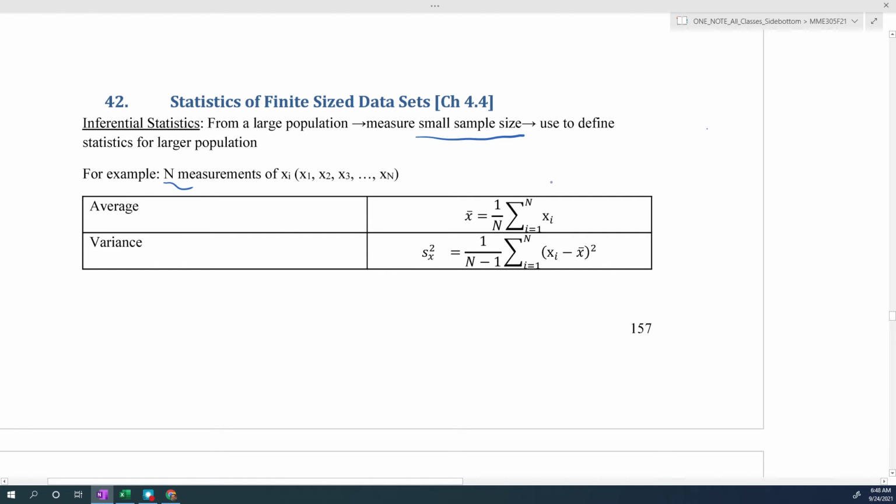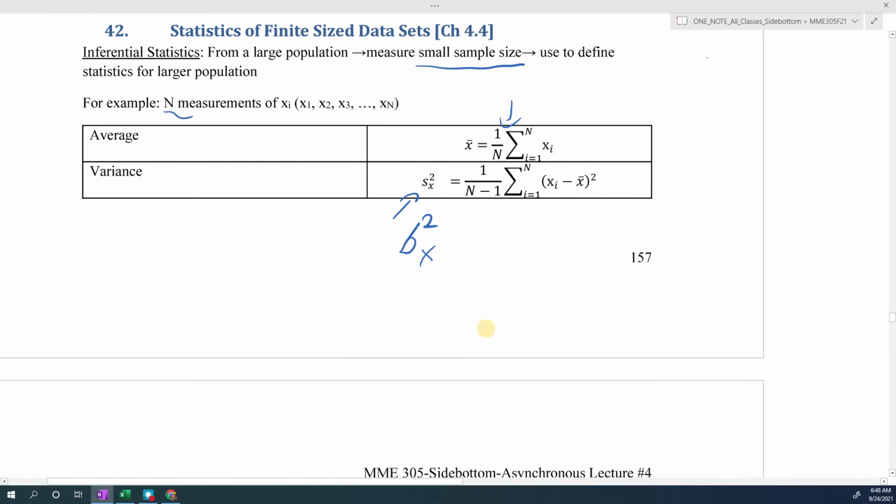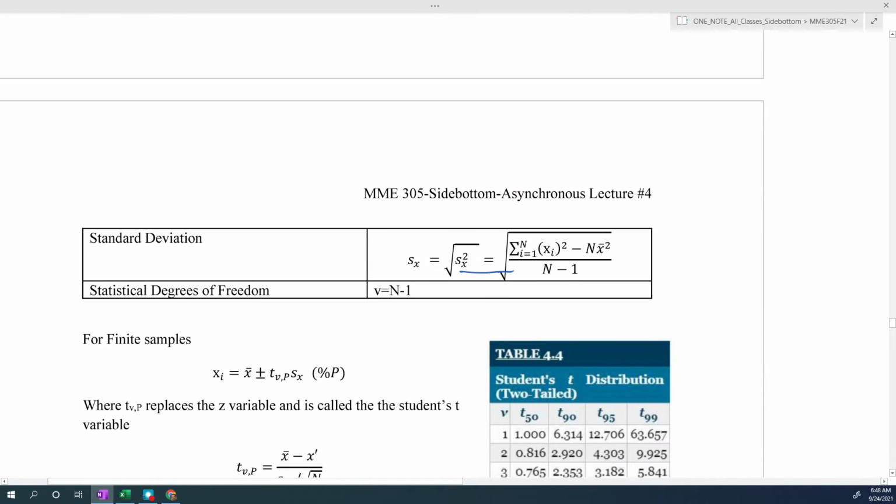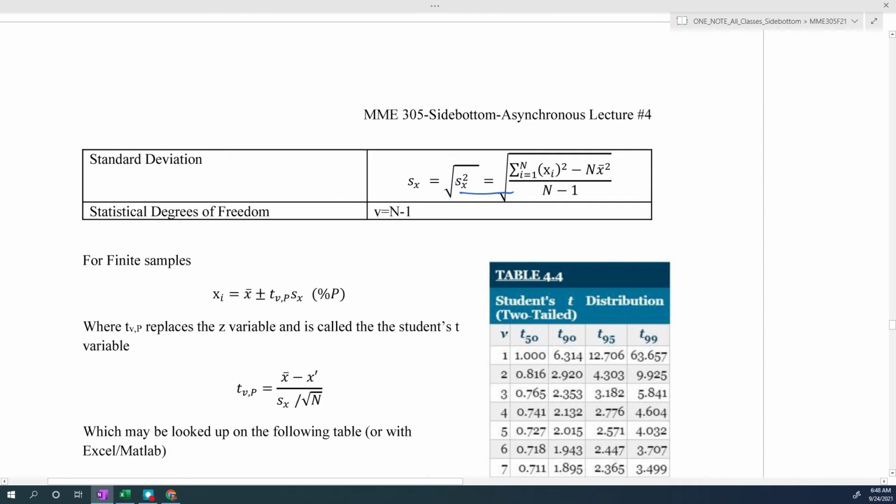Notice that we'll calculate our average the same way we did for a large population, but our variance, instead of using sigma squared x, we'll use S of x. So S of x is for a smaller sample. Again, the formula is still the same. Then we'll have a statistical degree of freedom, a new term v, and that is equal to the number of samples we took minus 1.